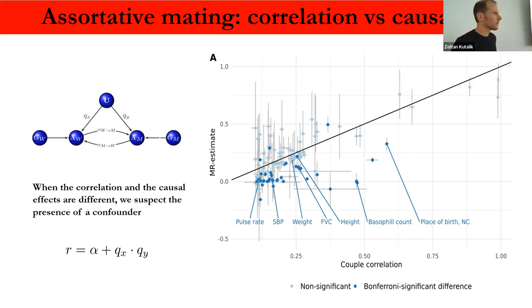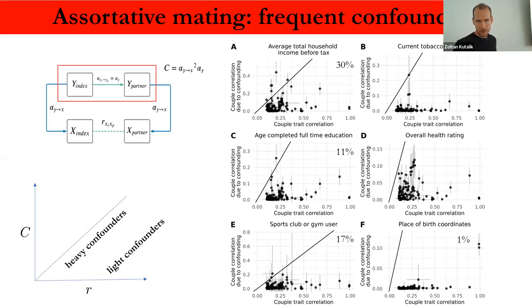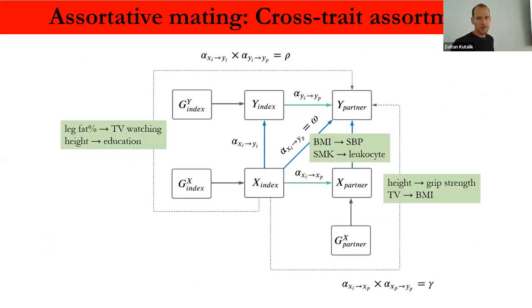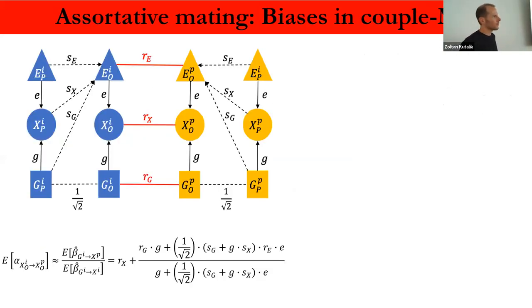I'm just wondering about the associative mating and collider bias. The couples that survive to be included in the analysis could be influenced by the traits themselves. Is that not a problem? I didn't see how that might be solved by the sensitivity analysis that you were showing. Sorry, once again, so associative mating? So if the longevity of a relationship is influenced by some of the traits, then amongst the couples for which you have access, those traits will become correlated.